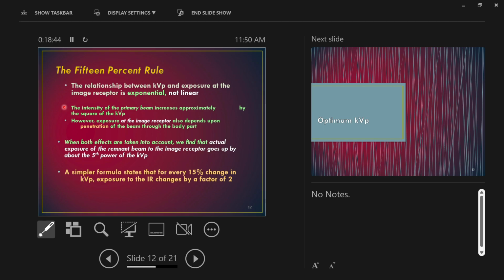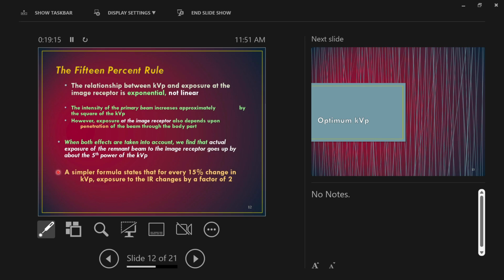Okay, so let me just give you the simplest possible thing to think about. A simple formula would state that for every 15% change in kVp, the exposure at the image receptor doubles. So as you go up 15% in kV, image receptor exposure doubles. Importantly, image receptor exposure would double without doubling patient exposure.